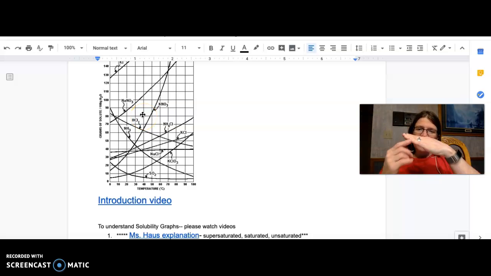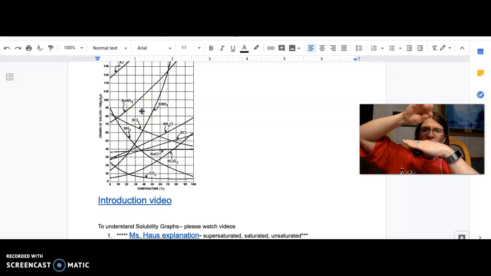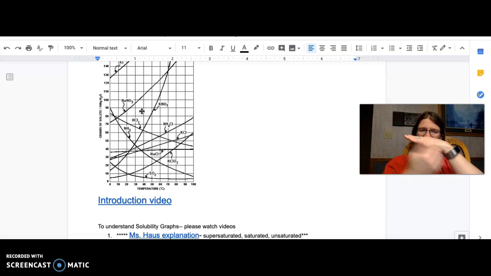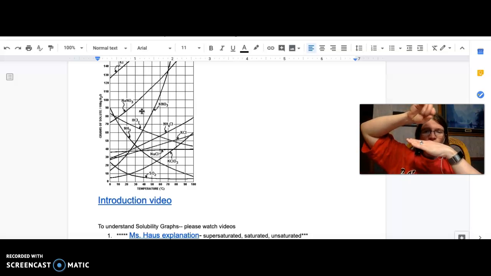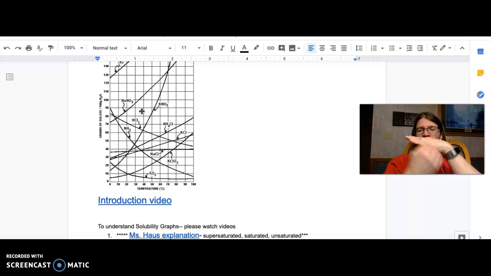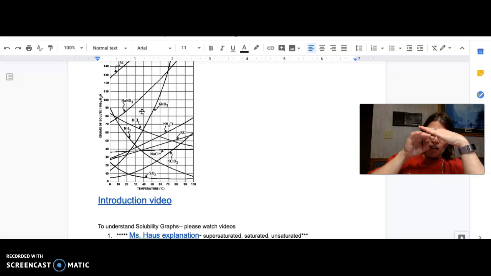So if your line is here with the salt that you're looking at, and your dot ends up above the line, it means you have more solute than you could normally have because this line is saturated. So above the line is supersaturated, meaning more than you normally would. If it's on the line, it would be exactly what you should have dissolved at that temperature. And if it's below the line, that means that you don't have as much solute as you could dissolve. You could dissolve this much more to get to the saturation point.